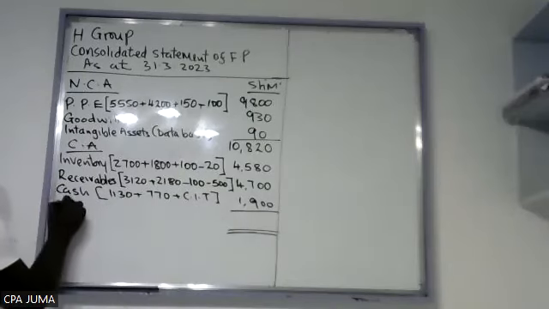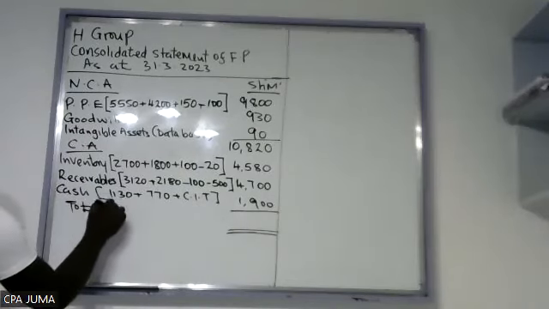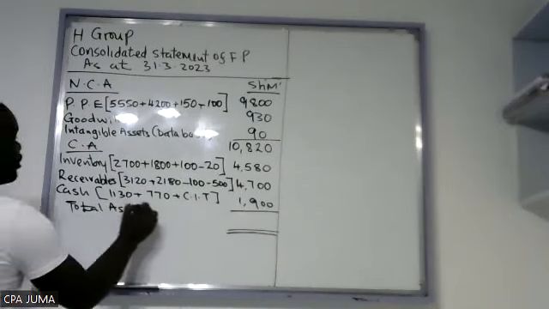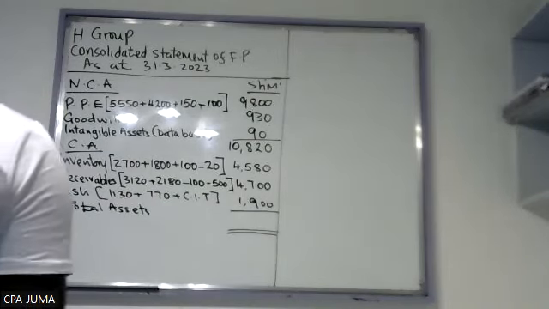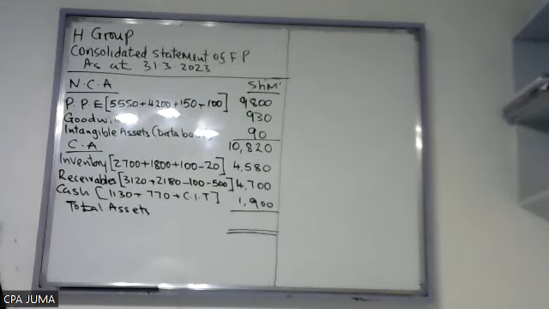Give us total assets. So can you help me with the total assets? Add non-current plus current to get the total. Let's see.